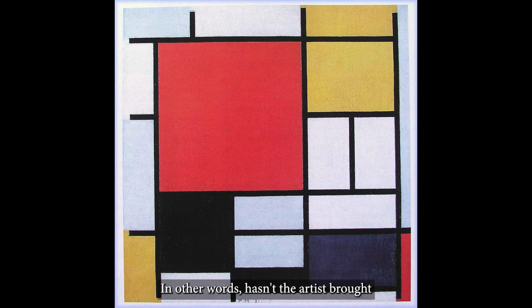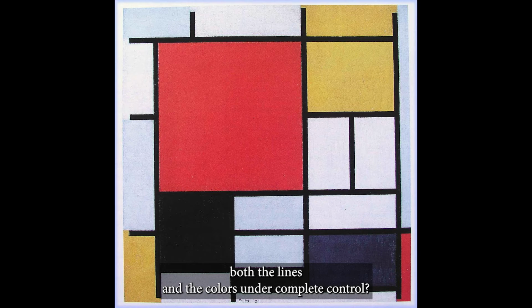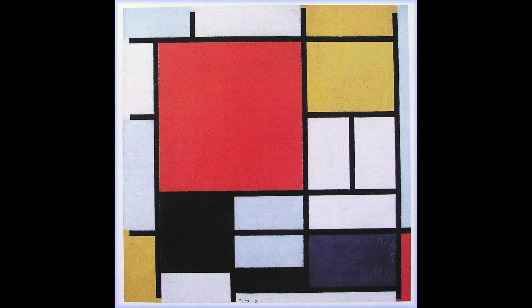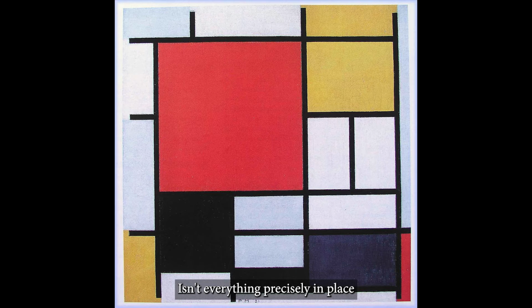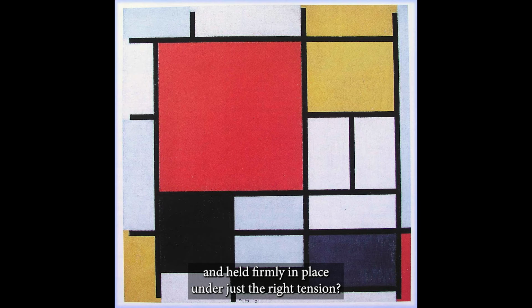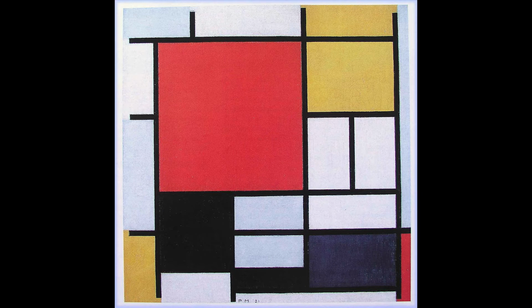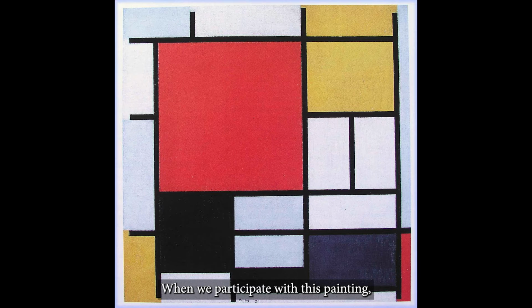In other words, hasn't the artist brought both the lines and the colors under complete control? Hasn't he achieved a kind of dynamic balance, a total unity between all the parts, being the lines, the shapes, the colors? Isn't everything precisely in place and held firmly in place under just the right tension? When we participate with this painting, is it fair to use such terms as balance, unity, harmony, control?